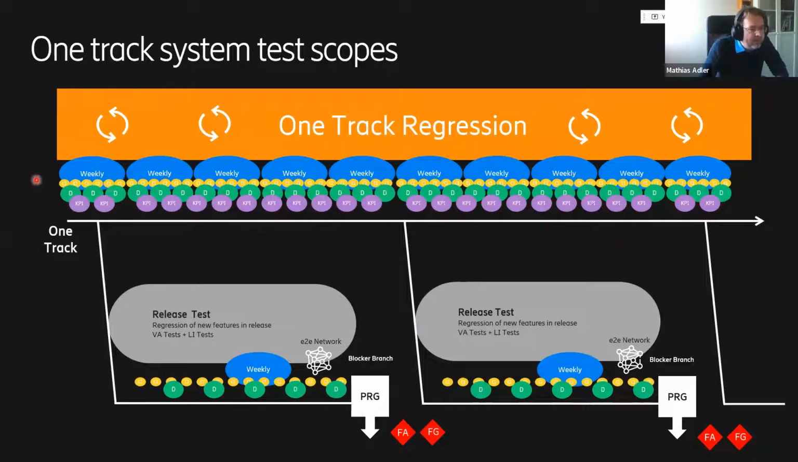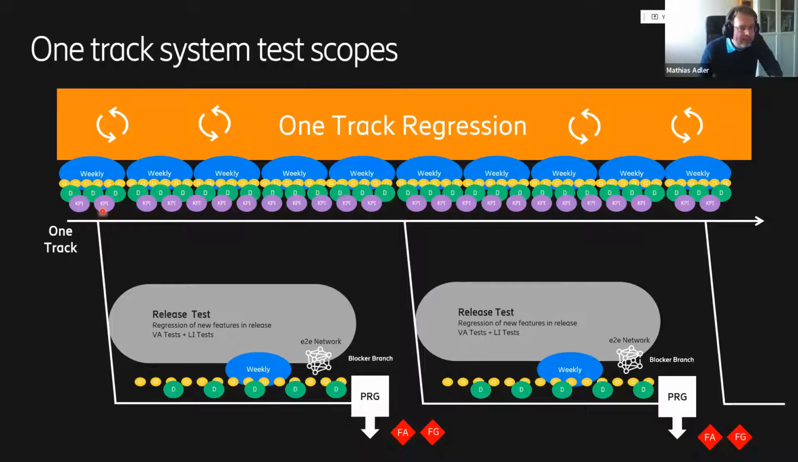So we can see this is the master track going on here. So here we have what we call the CI scope, which is basically the things that continuous integration does. So we do it every hour. Then we have daily scopes. We have KPI scopes where we measure that we don't degrade capacity. And then we have our weekly scopes continuously going on this master track.